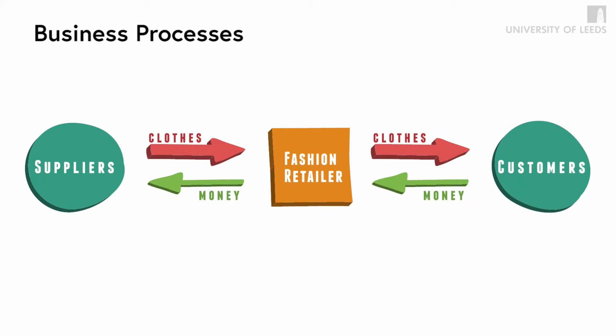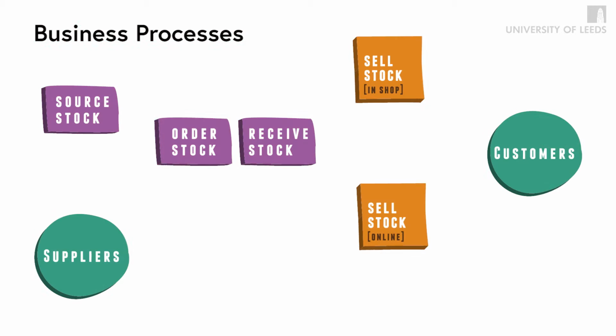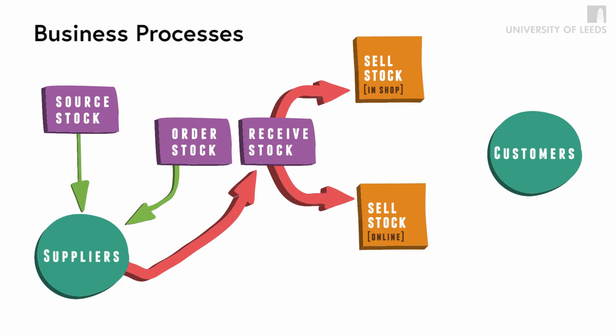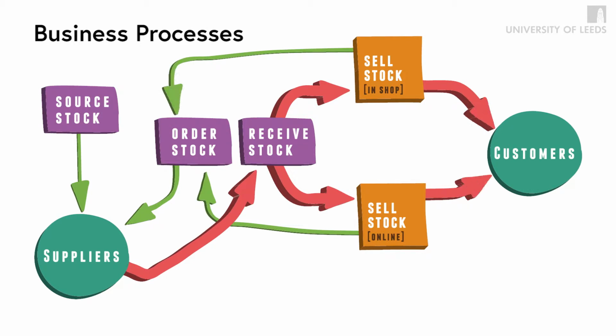But the diagram we have is very high level and in many ways not that useful. So therefore we need to open the bonnet and look inside. As we do so, we can see the retailer has a number of processes. Reading from left to right, they source stock from suppliers. They order stock from suppliers. They receive the stock into the shops and the warehouse. And then last but by no means least, they sell that stock through the shops and through their website to their customers. In the diagram, the thick arrows represent physical flow, like the clothing, and the thin arrows represent information flow.